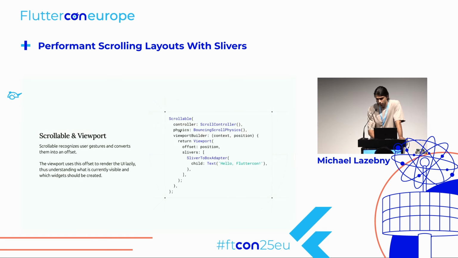However, while you don't use them directly, you usually use their parameters, like controller and physics, for example. The scroll controller makes it possible to observe the scroll state, like add a listener and so on. It contains very rich details about the state.